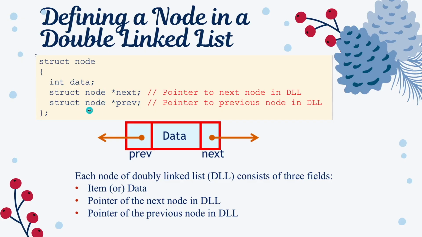So, here you have a node definition for a double linked list. The only difference of a double linked list node definition from a single linked list is that in a double linked list node definition, we will have two pointers, one named next and one named previous. Next is meant to point to the node following and previous is meant to point to the node that is preceding it. And apart from that, there is one data portion to hold some value which is part of this list.